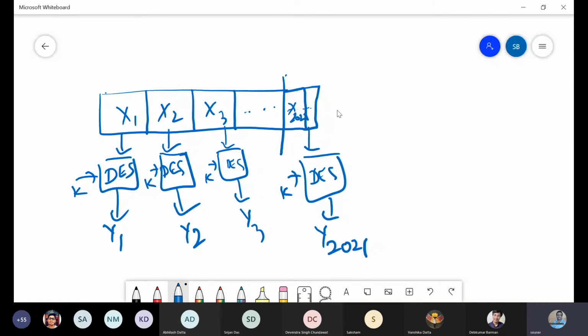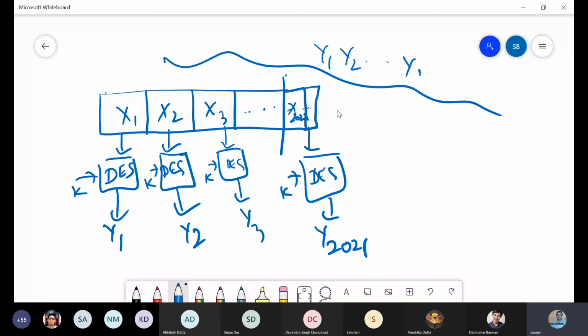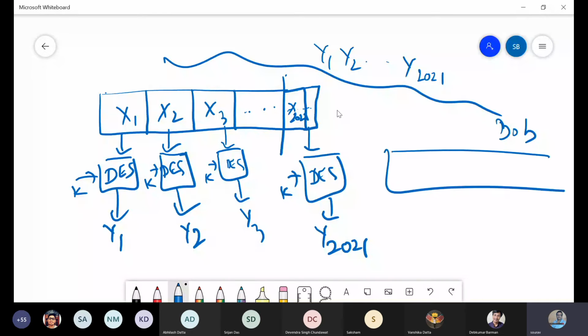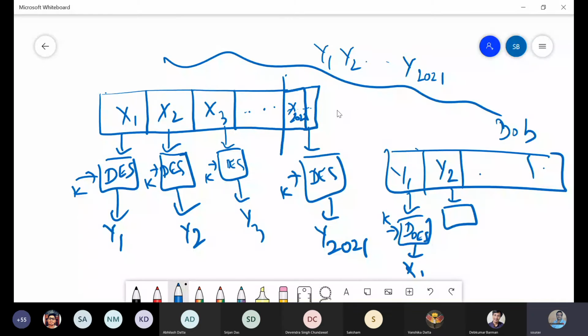Okay, so now Alice will send this bigger message y1, y2, ..., y2020 to Bob. So what will Bob do? Bob will receive these y blocks, y1, y2, like this, and he will decrypt them. Bob will use the DES decryption algorithm with the same key, and Bob will get back x1, x2, and so on.